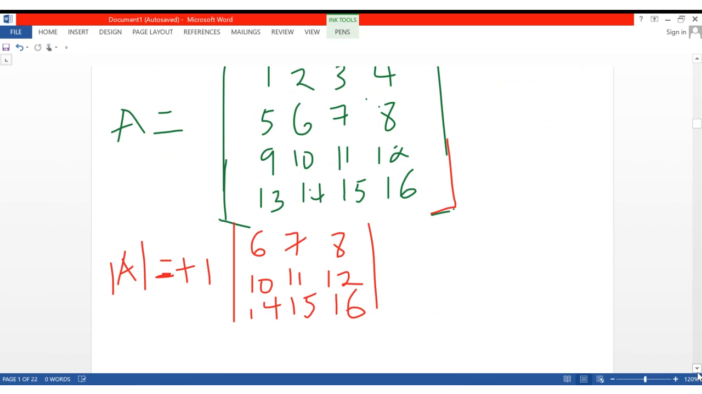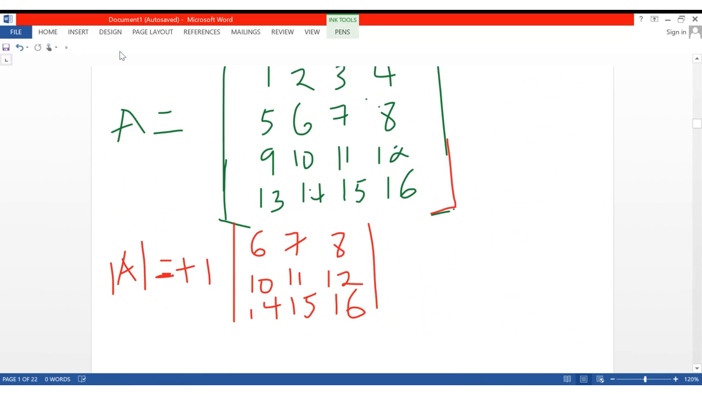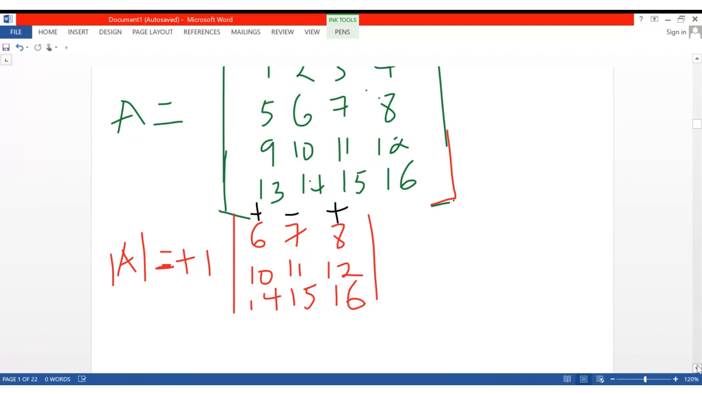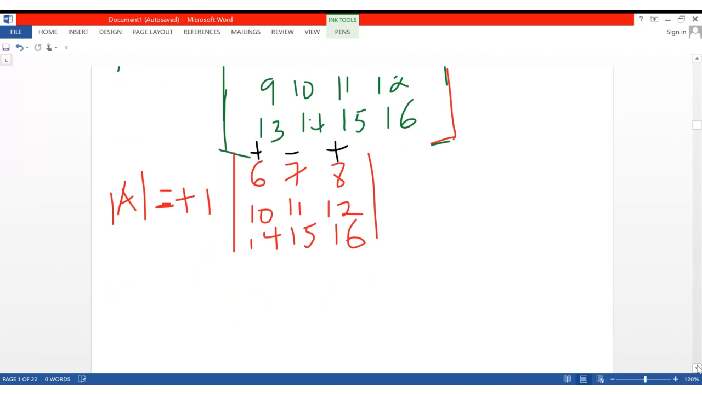Now again your task is to reduce this 3 by 3 into a 2 by 2. So again you come with a sign: positive, negative, and positive. So you reduce that one to a 2 by 2 matrix. The positive 1 will be here outside, no problem. This one again now you come and reduce. So what will you end up with here?